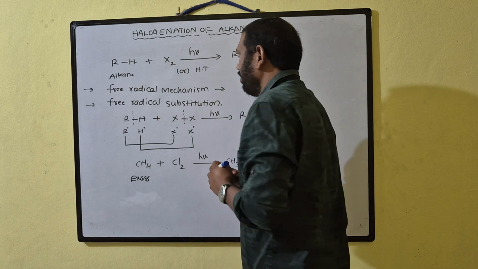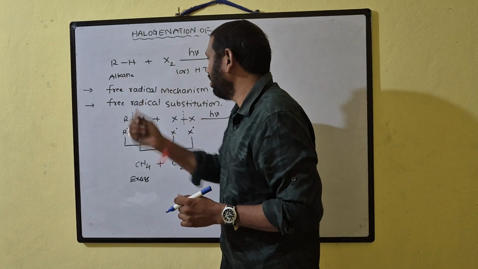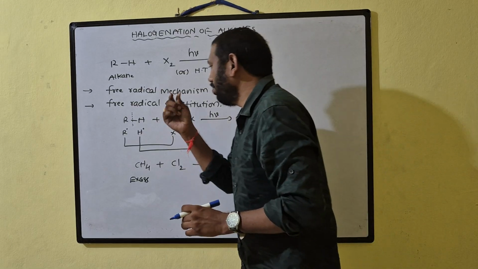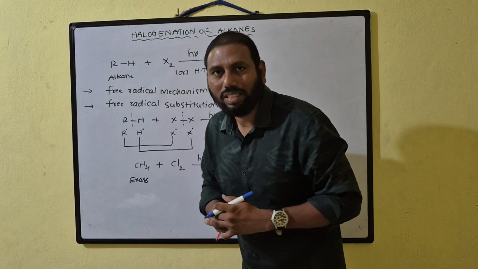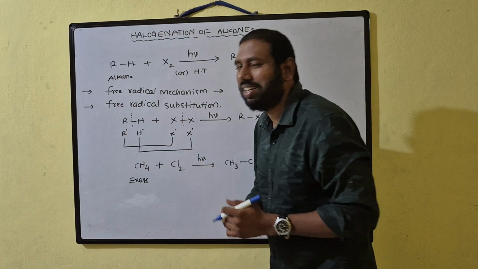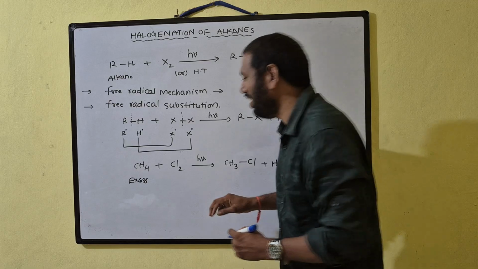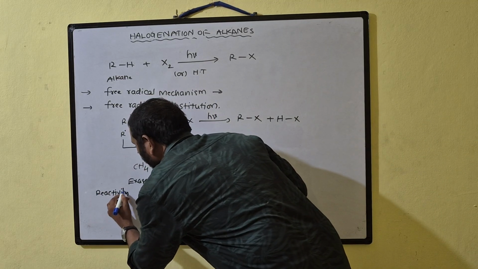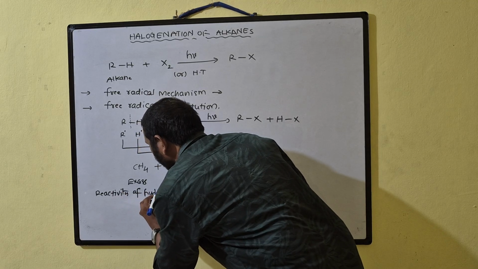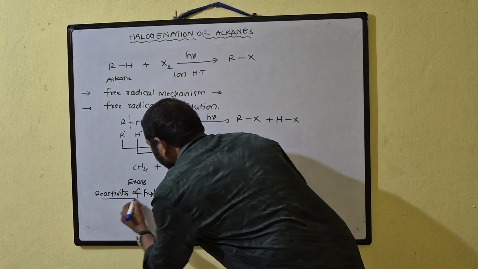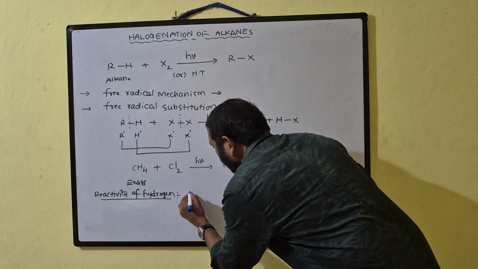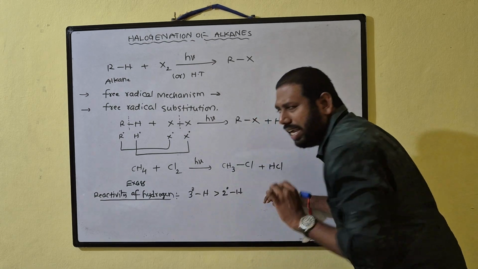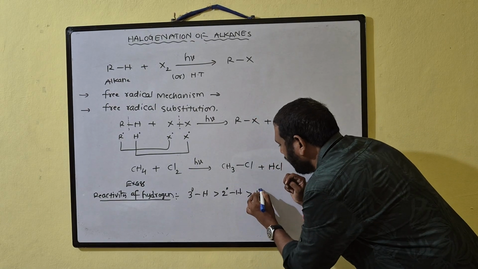Here, hydrogen is substituted with halogen and it forms haloalkane. The substitution of hydrogen depends on the reactivity of hydrogen. So what is the reactivity of hydrogen? 3 degree hydrogens are more reactive than 2 degree hydrogens. 2 degree hydrogens are more reactive than 1 degree hydrogens.